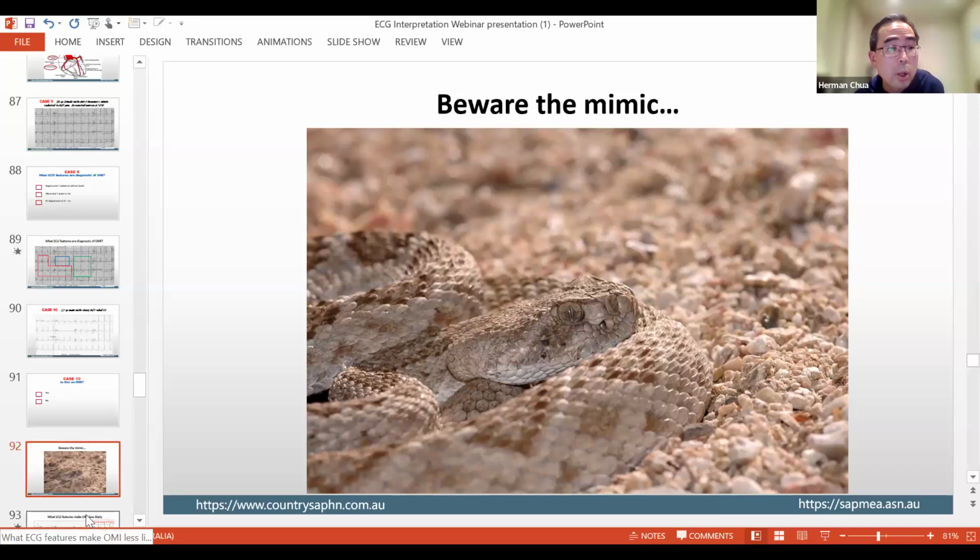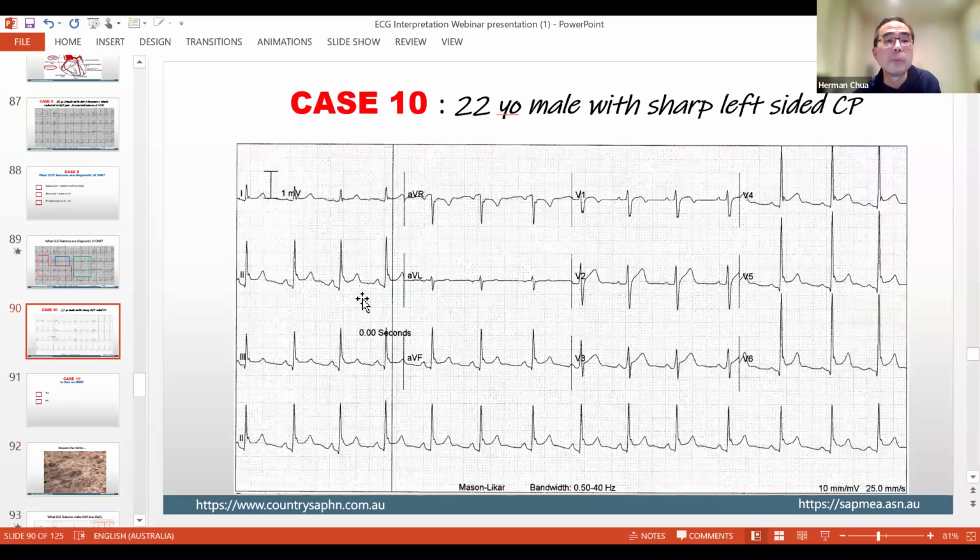Let's have a look at this ECG again. What do you see here? You actually see ST elevation, which is concave, kind of like a cup, in leads 1, 2, 3, AVF, and you also see it in V1, V2, V3, V4, V5, and V6. So it's quite extensive, in terms of the involvement of multiple territories. And that's one.